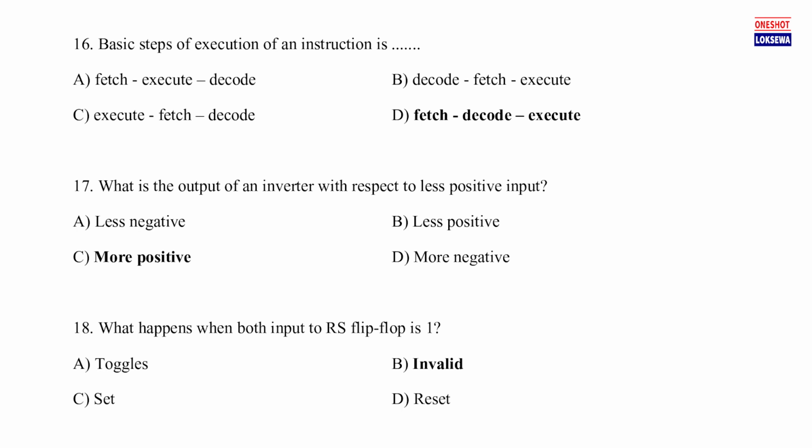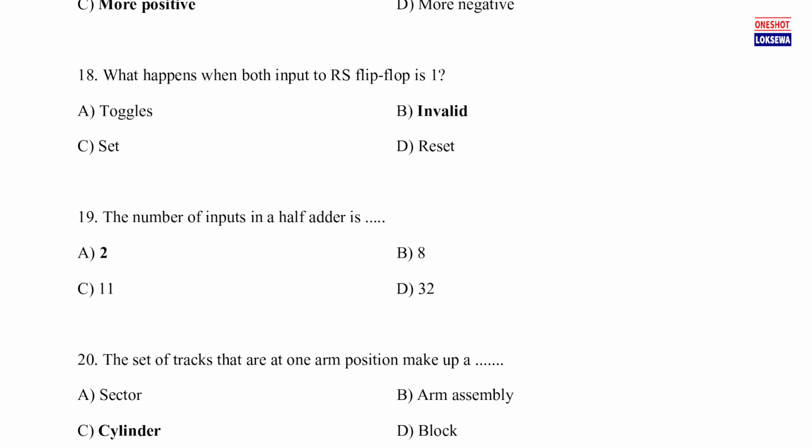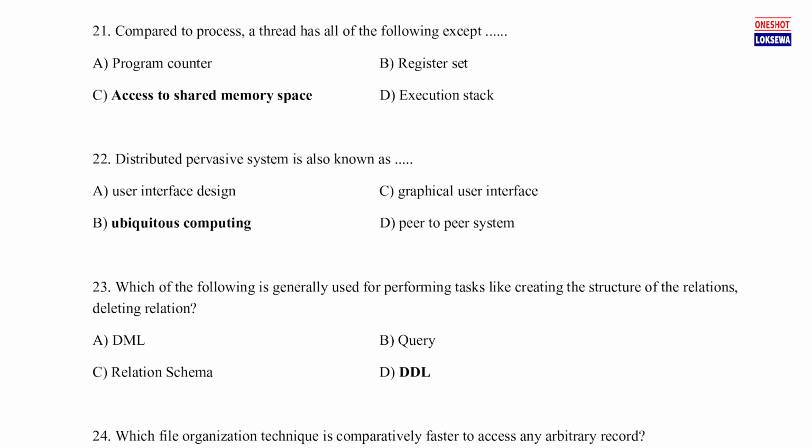18. What happens when both inputs to an SR flip-flop are 1? A. Toggles. B. Invalid. C. Set. D. Reset. 19. The number of inputs in a half adder is A. 2. B. 8. C. 11. D. 32. 20. The set of tracks that are at one arm position make up A. Sector. B. Arm assembly. C. Cylinder. D. Block.